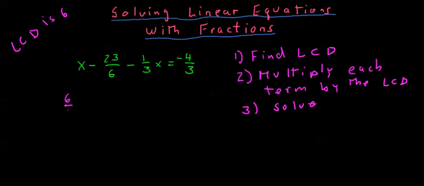6 over 1, I don't need to do that. 6 times x, I'll do it like this, minus 6 over 1 times 23 over 6, minus 6 over 1 times 1/3 x equals 6 over 1 times -4/3.